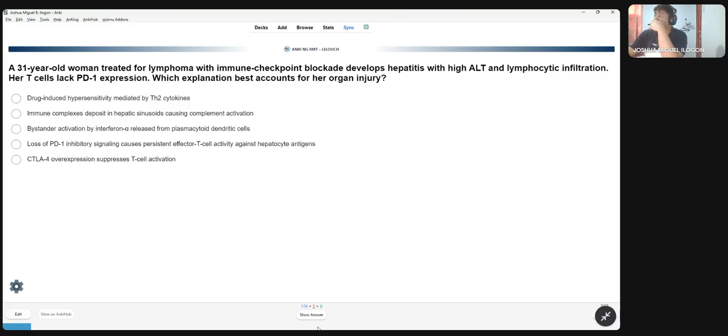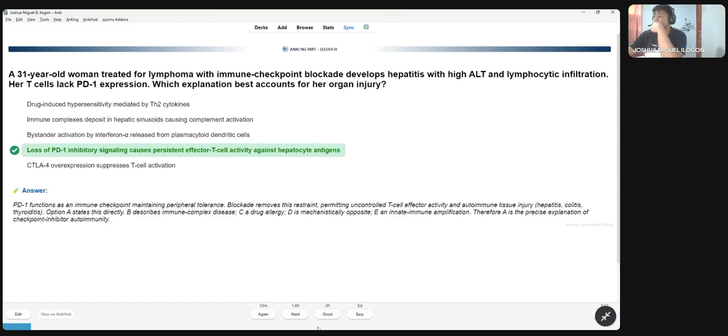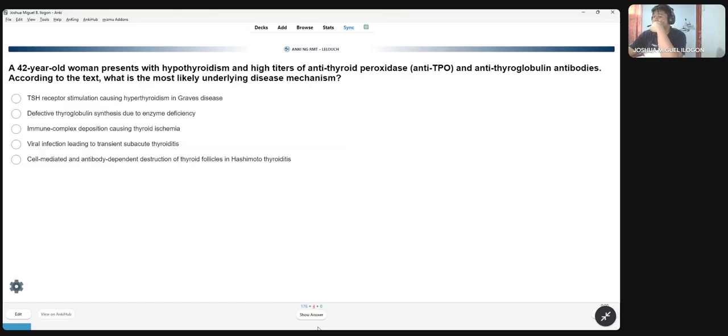A 31-year-old woman treated for lymphoma with immune checkpoint blockade develops hepatitis with high ALT and lymphocytic infiltration. So PD-1 is the loss of it, persistent effector T cells, of course. Sorry about that. I have to finish this for the whole day because I still have histopathology. I have to finish this one, so I reset my settings for a while.